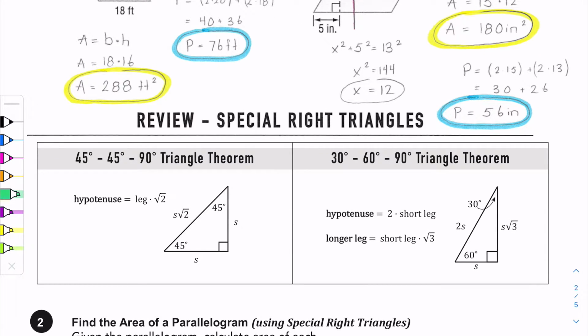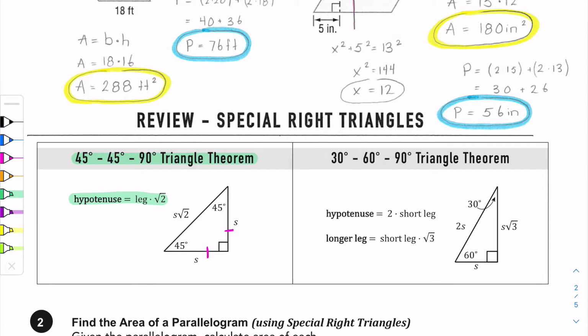So for our review, we know that we have 45, 45, 90 triangles. And within a 45, 45, 90, we know that the formula states the hypotenuse is equal to the leg times the square root of 2. Also recall that your two leg lengths are the same length, and your hypotenuse is solved by using that formula.